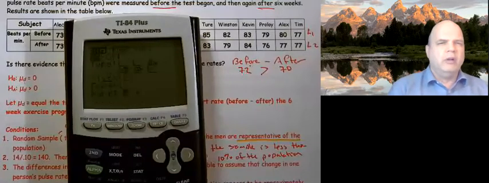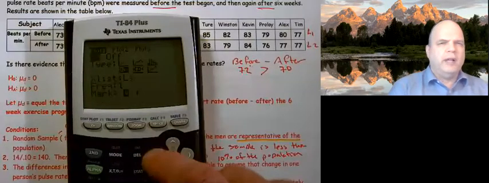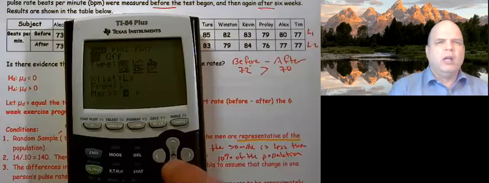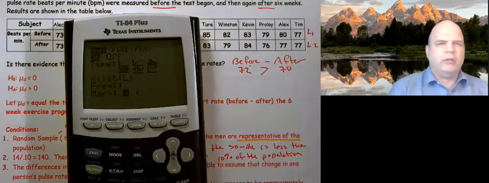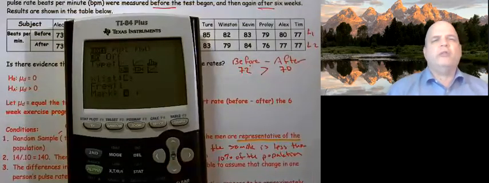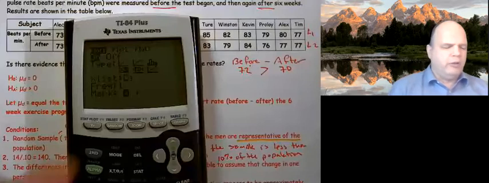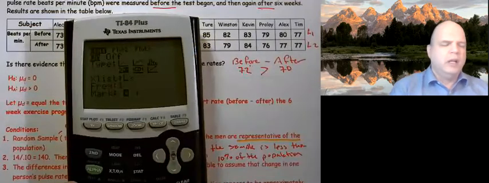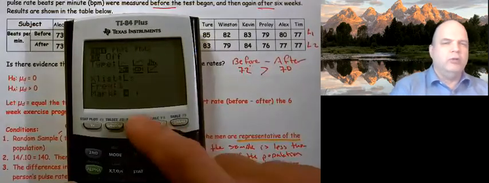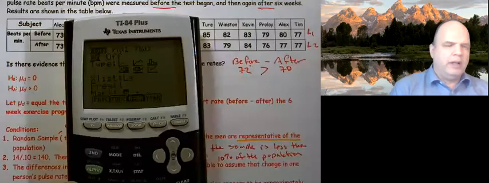Press enter. Arrow to the left to make sure it's on. And I'm going to arrow to the right and select the one with outliers. Then I'm going to drop down. And I stored all my data in L3, so I need to press second, followed by the number 3. And then I'm going to press zoom, followed by 9.